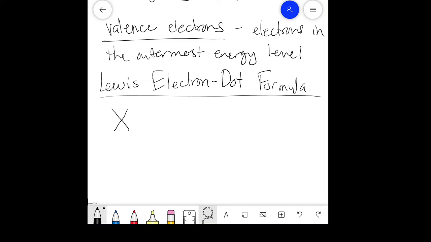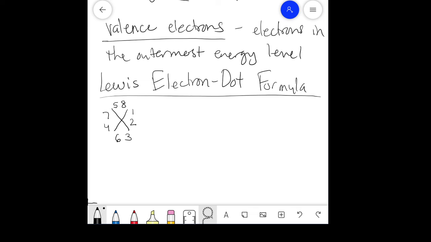You could start anywhere, but you're going to have 1 and 2 together on one side, and then you're going to displace the rest. So if you have more, 3, 4, 5, and then you can come back 6, 7, 8. So that would be how you do the valence electrons.